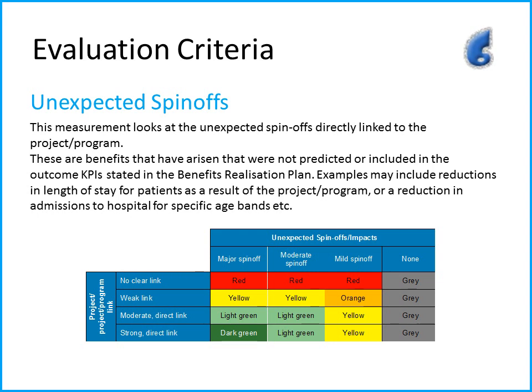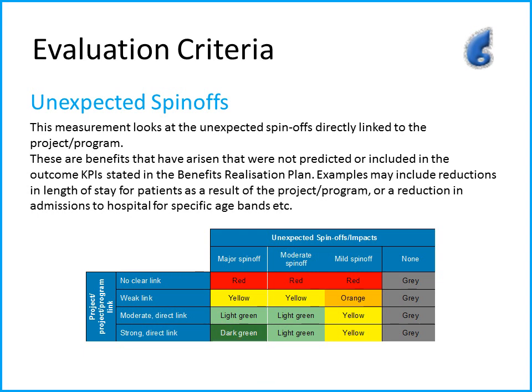For example, if you thought that there was going to be a reduction in child asthma rates because of introducing a respiratory program, but it also reduced ED presentations, then you would say there's a strong link, and a major spin-off, you'd give it a dark green.